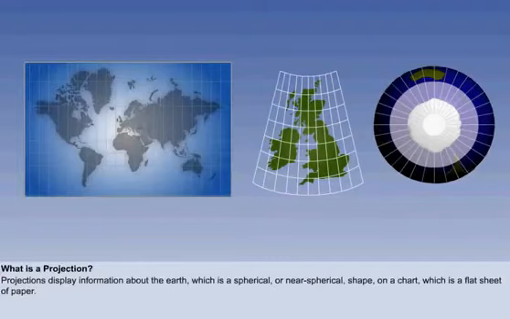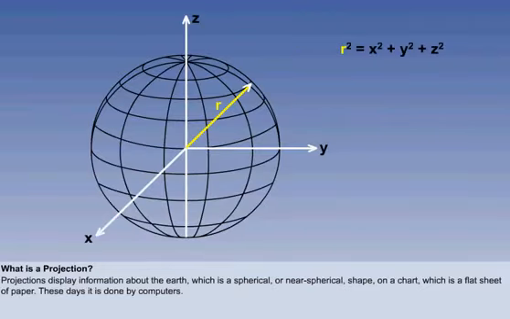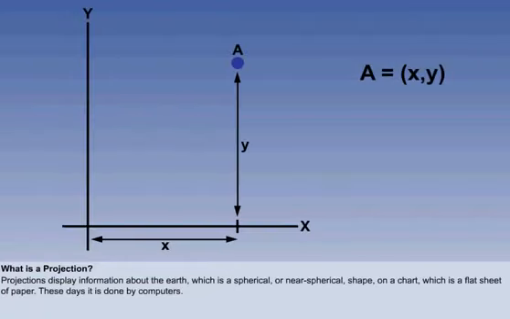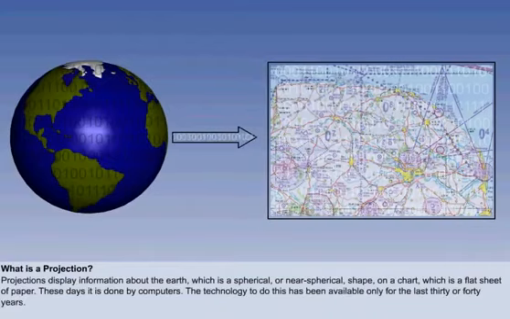In this lesson, we examine the problem of displaying information about the Earth, which is a spherical or near-spherical shape, on a chart, which is a flat sheet of paper. These days, of course, it is done by computers. We have a spherical Earth, for which there is a mathematical equation. We want to turn this into a chart, for which there is a different mathematical equation. This is carried out by a special computer program called a transform.